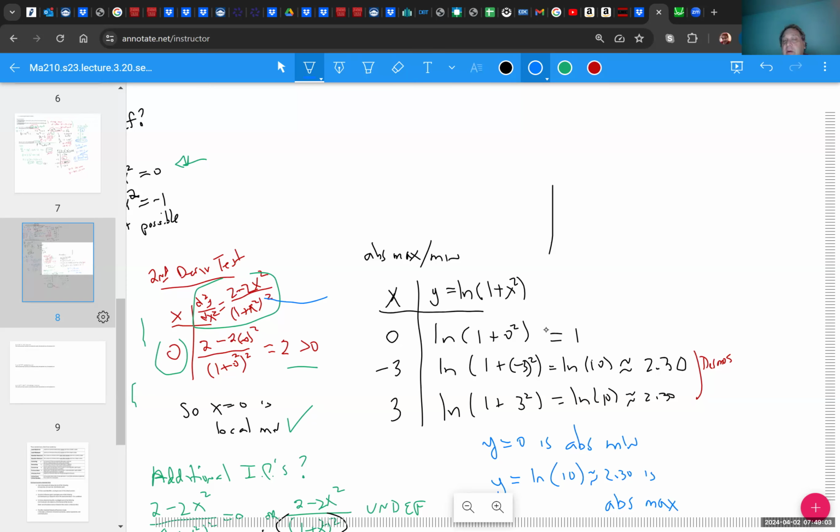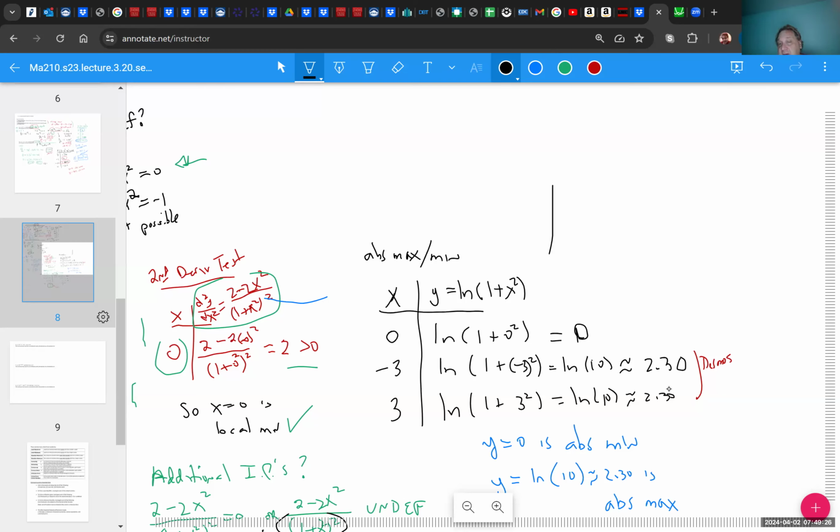I plug in 0 and I get a y value of 1. Oops, that's not a y value of 1. I plug in 0, I get a y value of 0. It's ln of 1. ln 1 is 0. I plug in -3. I got about 2.30. It's ln of 10. And I got the same value when I plugged in +3. The largest possible y value is called the absolute max.